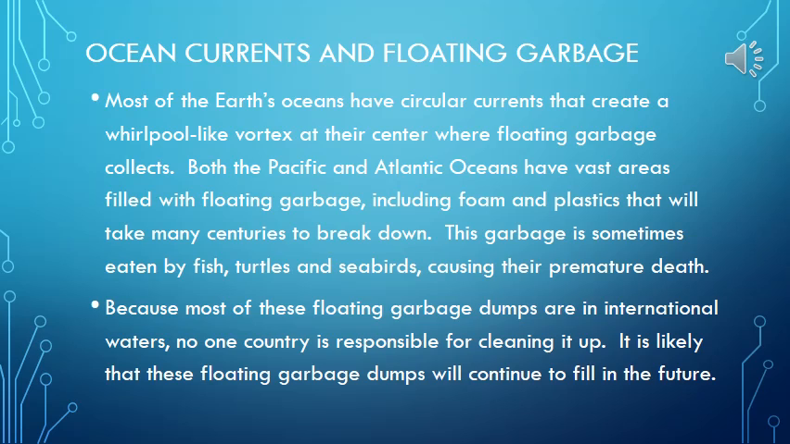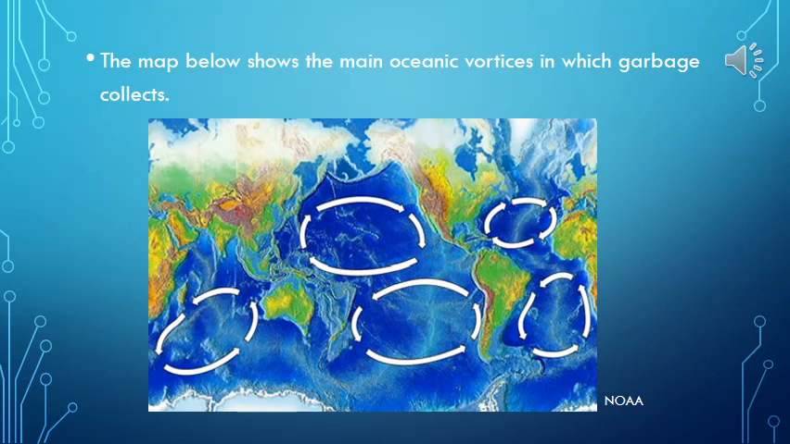This garbage is sometimes eaten by fish, turtles, and seabirds, causing their premature death. Because most of these floating garbage dumps are in international waters, no one country is responsible for cleaning it up. It is likely that these floating garbage dumps will continue to fill in the future. The map below shows the main oceanic vortices in which garbage collects.